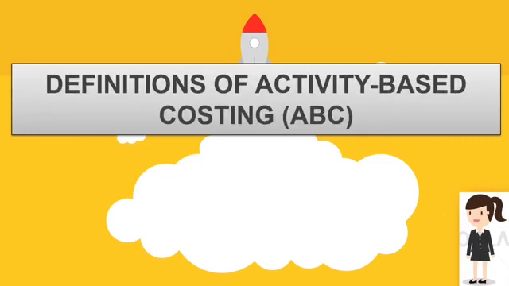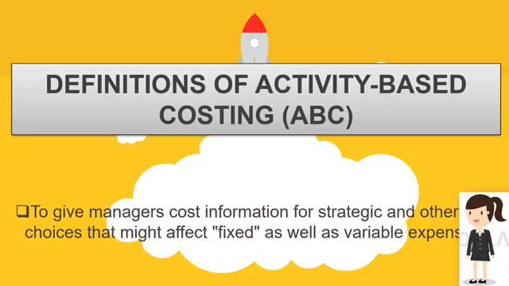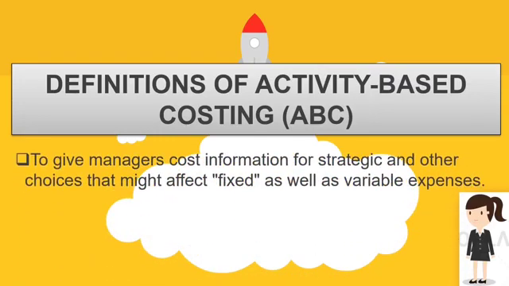First, what is ABC? For your information, ABC is the short form of activity-based costing in accounting. ABC is a costing method that is designed to provide managers with cost information for strategic and other decisions that potentially affect capacity and therefore fixed as well as variable costs.